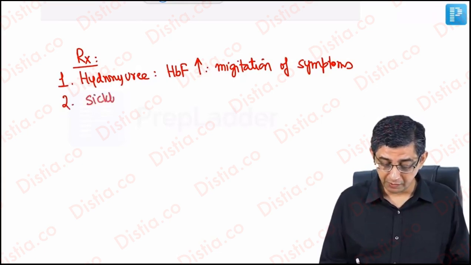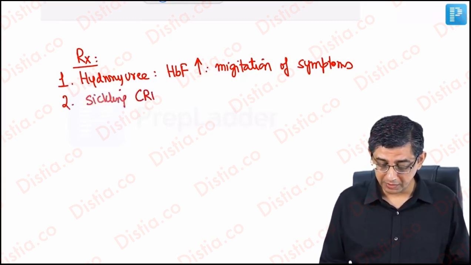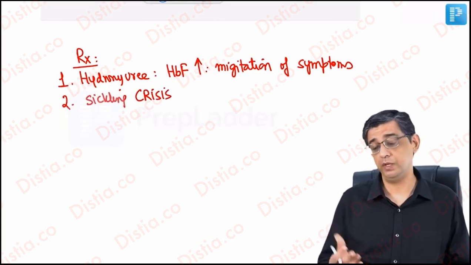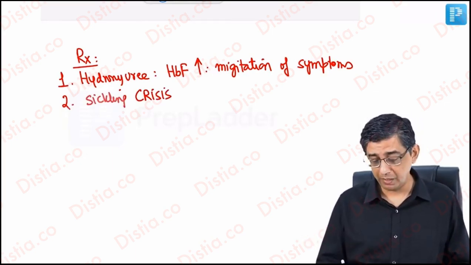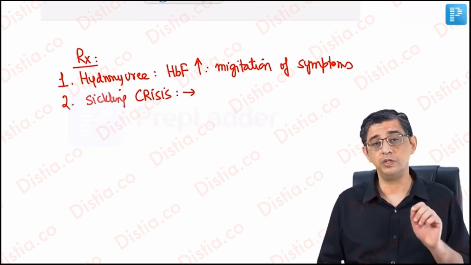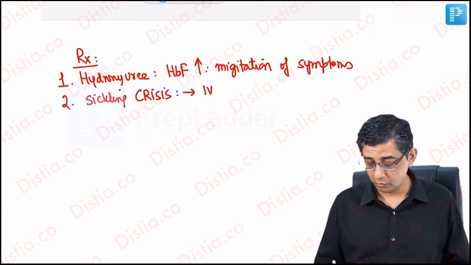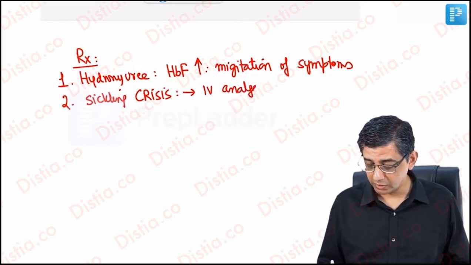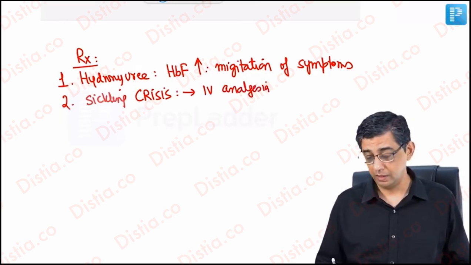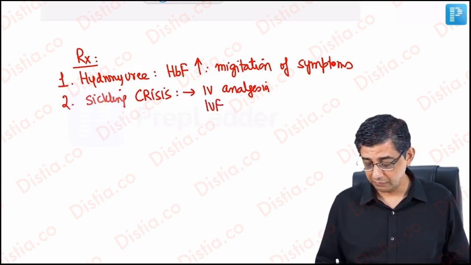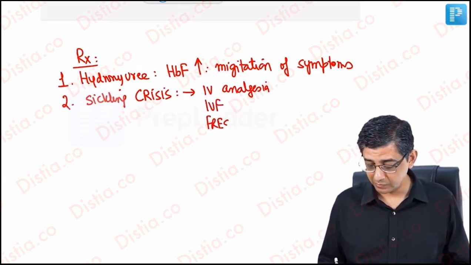Unfortunately, a lot of these kids will be having repeated hospitalizations for chest pain. It could be bone pain. So pain is what is bringing this patient to your hospital. So you will have to give IV analgesia, mostly using opioids. Give IV fluids to this patient. We will give fresh blood transfusion to these patients, but never give packed RBCs.